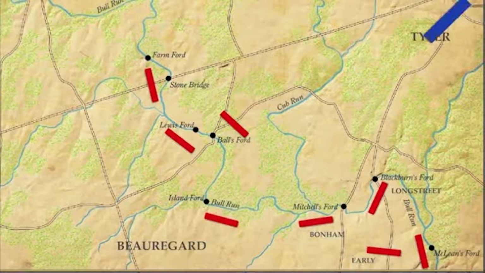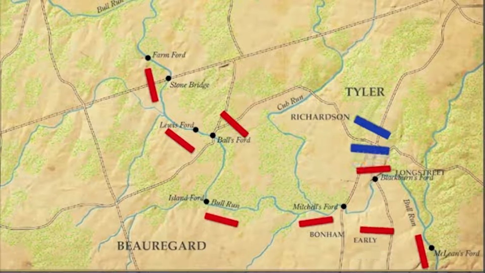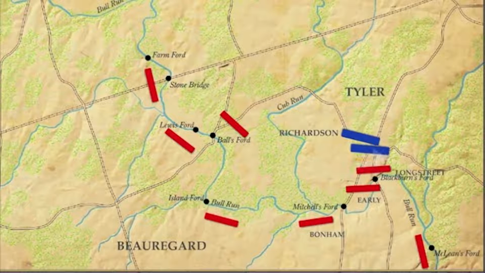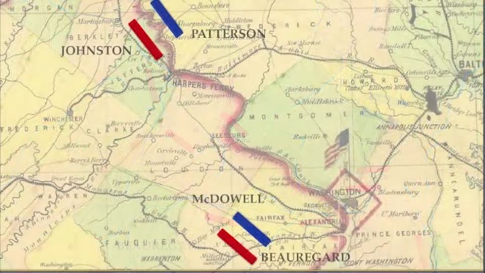McDowell sent Union Division Commander Daniel Tyler on a reconnaissance mission toward Blackburn's Ford. Israel Richardson's brigade advanced upon and encountered stiff resistance from Confederate troops under James Longstreet. Tyler's repulse convinced McDowell he should cross elsewhere.